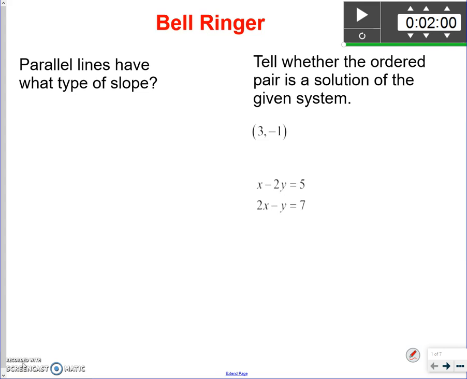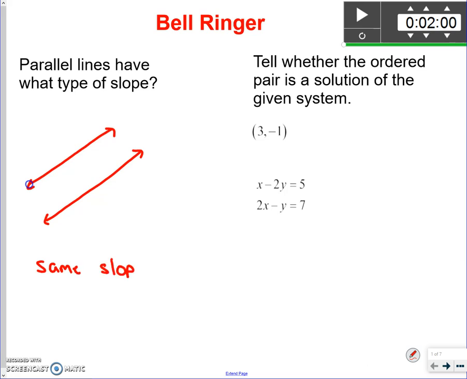Kind of what are they? Parallel lines are two lines that run side by side, but they never touch. The best way to think about this is railroad tracks. Railroad tracks go and go and go and go, but they never cross. They run right next to each other. So it says parallel lines have what kind of slope, and they have the same slope.